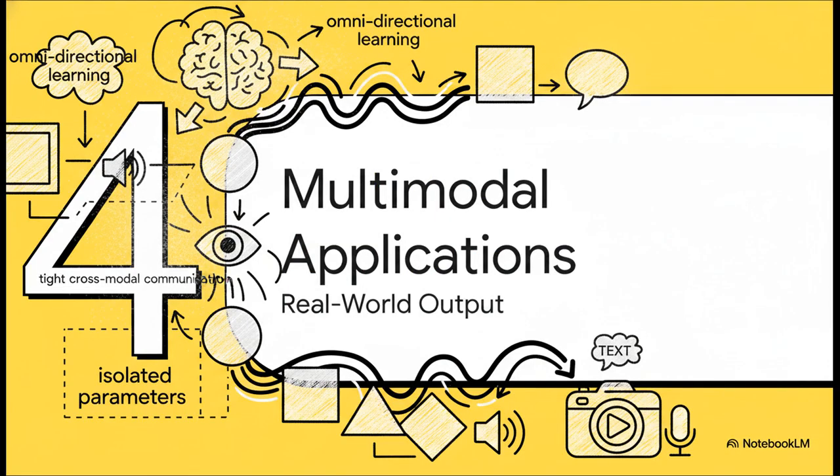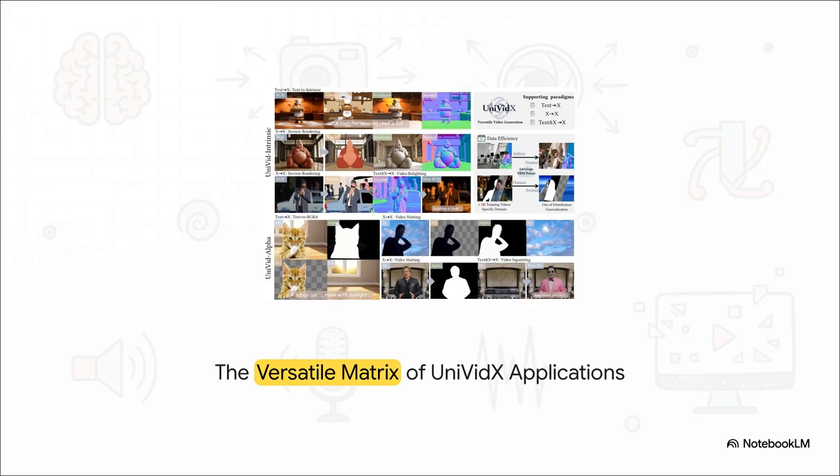Section 4. Real-world multimodal applications. So what happens when you combine omnidirectional learning, isolated parameters, and tight cross-modal communication? You get this, an incredibly versatile matrix of real-world applications. Just look at the sheer variety of outputs here.